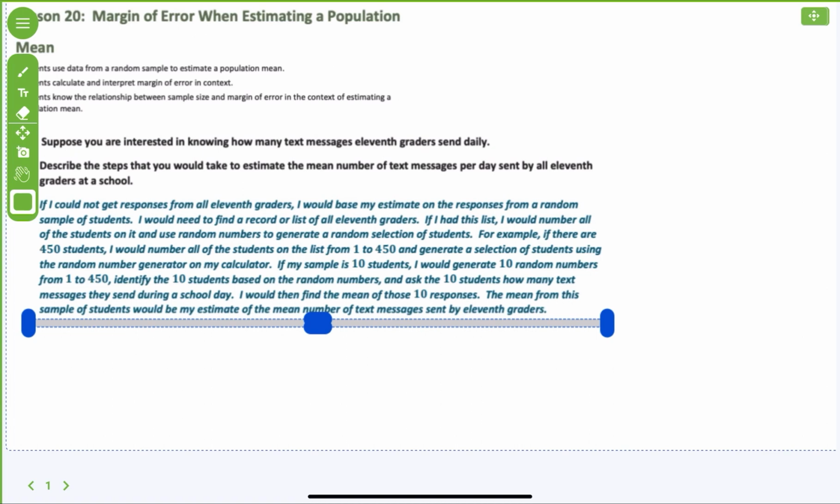If my sample size is 10 students, I would generate 10 random numbers from 1 to 450, identify the 10 students based on the random numbers, and ask the 10 students how many text messages they send during a school day. I would then find the mean of those 10 responses. The mean from this sample of students would be my estimate of the mean number of text messages sent by 11th graders. That's because it should be representative of the population.